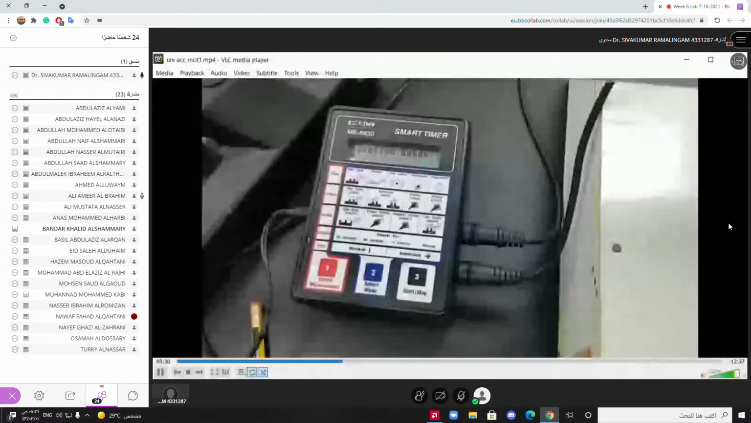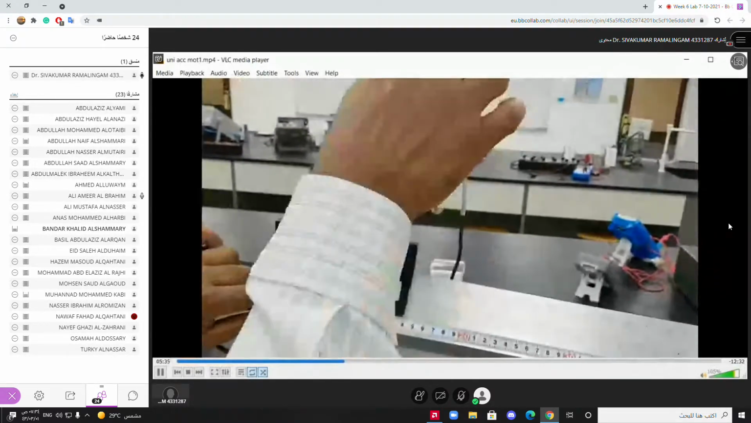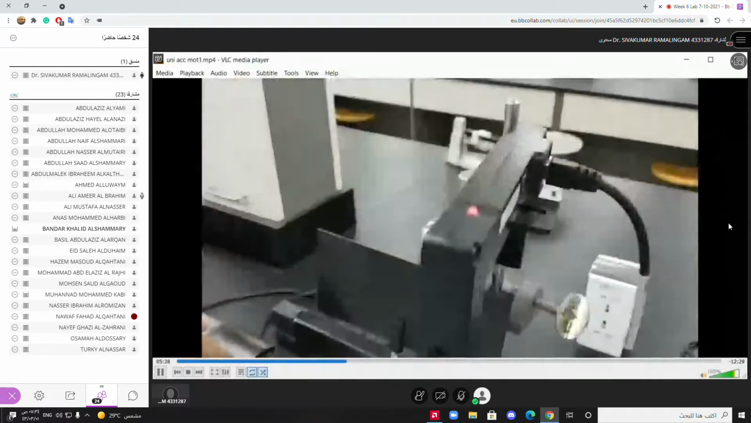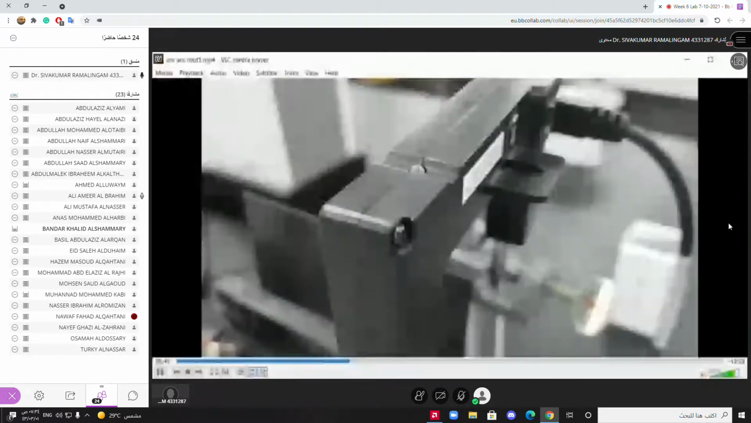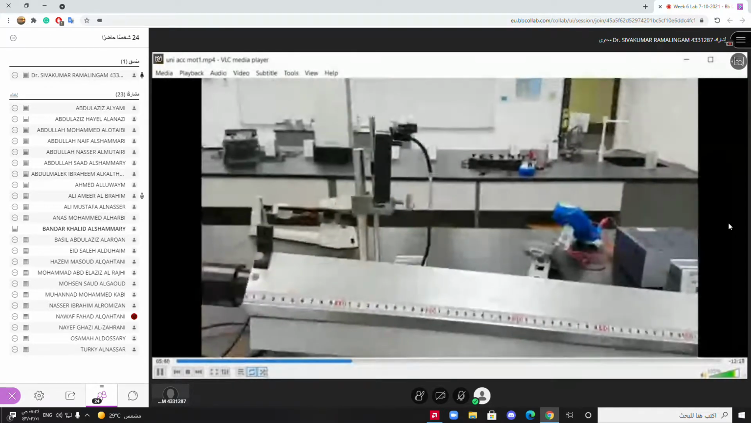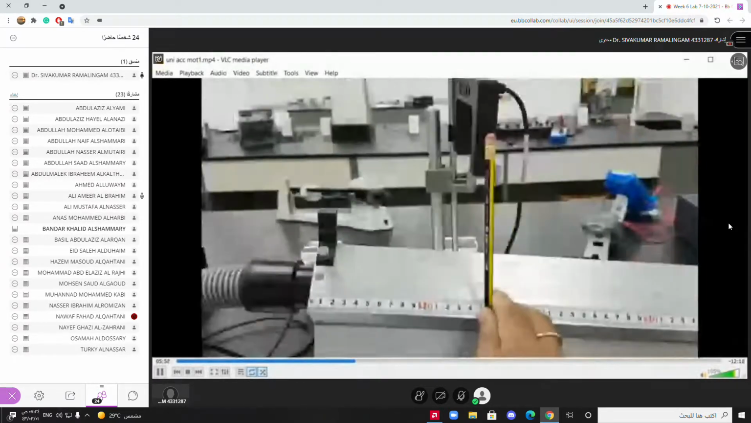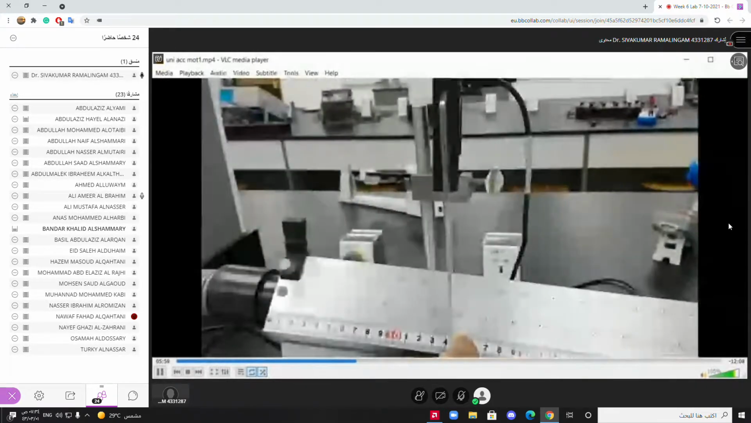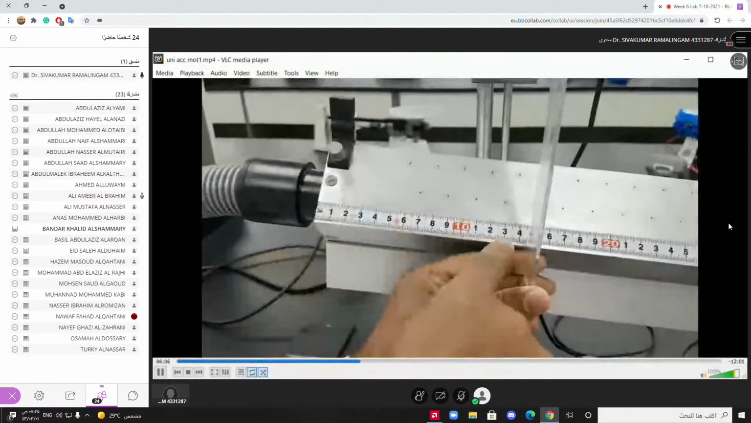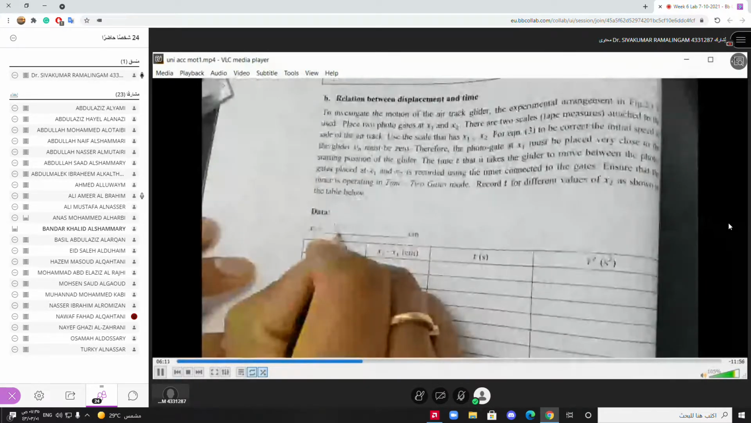Now, press this. See, the light is glowing. Move this slightly to the right so that the light stops. Now the light stops. The position of this is your x1. Take the ruler and measure this distance. The ruler is standing right here. This is 14.5. 14.5 centimeter is your x1.